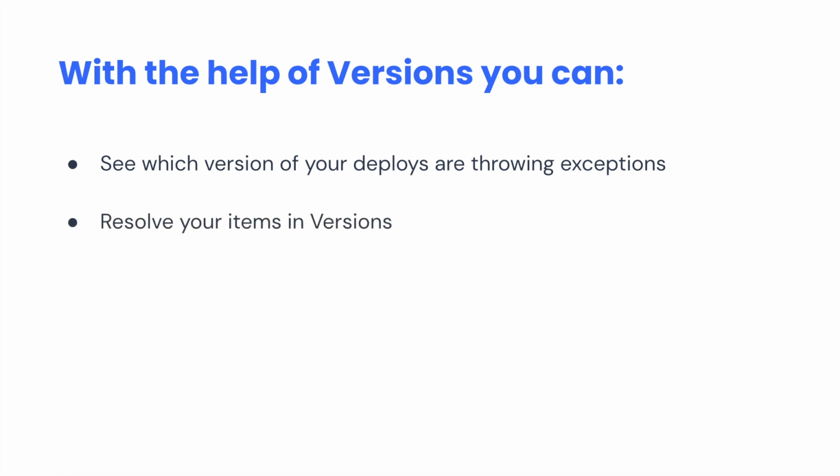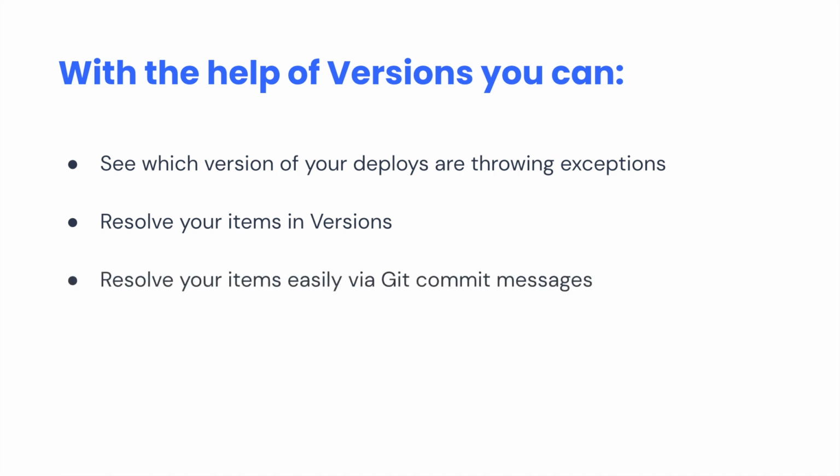Additionally, you can mark a Rollbar item as resolved in a specific version through the web application, as well as use commit messages to automatically resolve items when the commit is deployed.